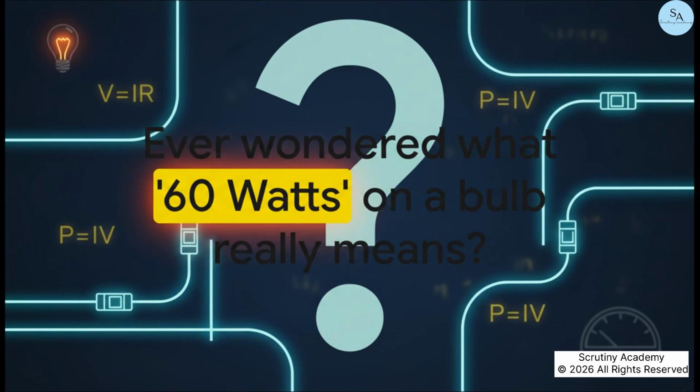You've seen it a million times, right? That's 60 watts printed on a light bulb. Well, it's not just a random number. It's a key piece of information. And when a fuse blows, yeah, it's annoying, but it's actually physics acting like a secret bodyguard for your home. By the end of this, you'll get the science that's happening inside your walls every single day.